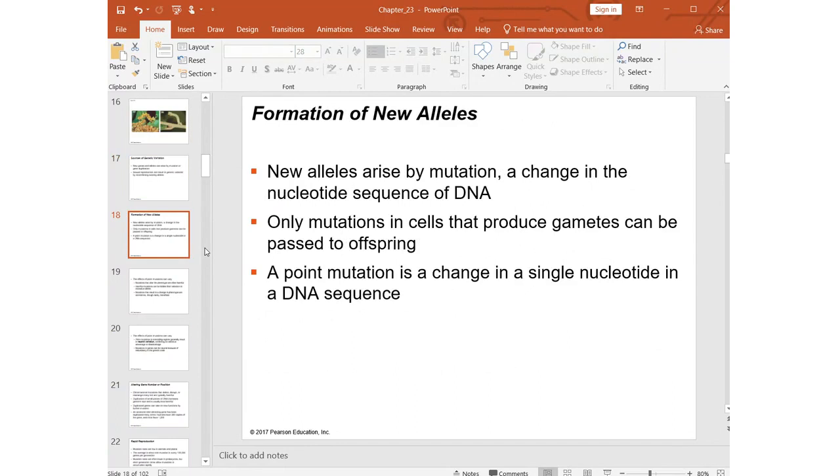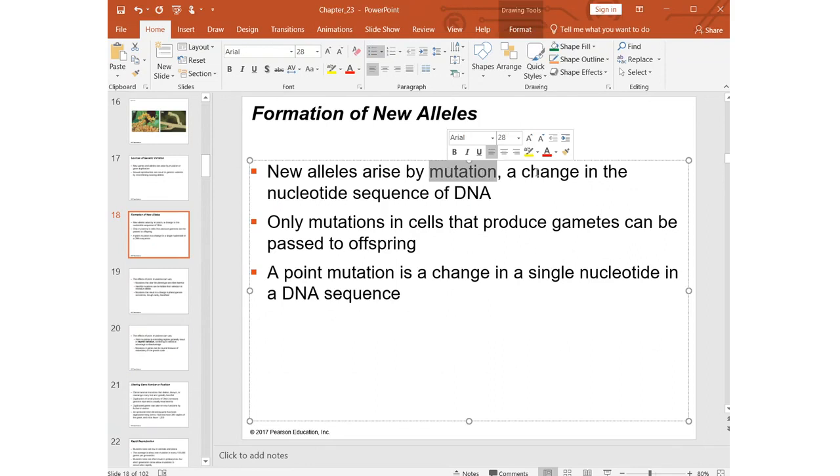So new alleles can be created by mutations, and mutations are basically a change in the nucleotide sequence of DNA. But only mutations in the cells that produce gametes can be passed to the offspring. Because if a mutation happens in a skin cell, for example, that can't be passed on to the offspring, because those genes are not going to be passed on. Only mutations in the cells that produce gametes, egg and sperm, can actually be passed on to the offspring and be a change in the genetic material for the next generation.